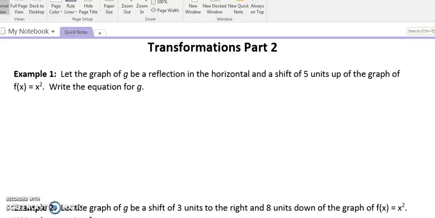Hey everyone, we're going to talk about transformations today. It's going to be a little bit different because we're going to talk about what to do when they just tell us stuff in words.